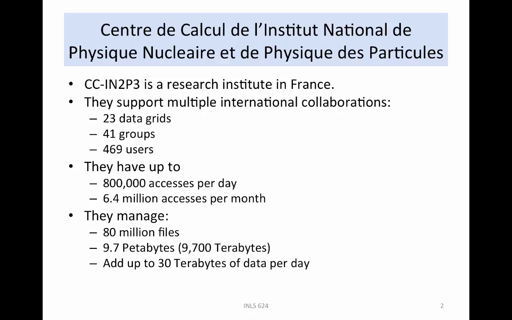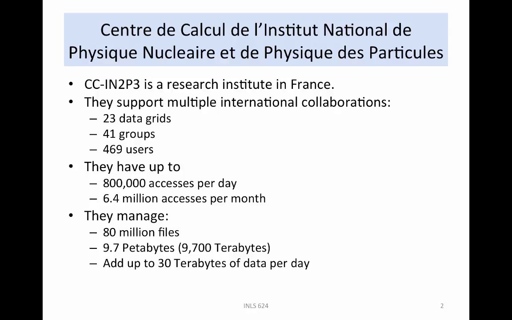User accounts are given to researchers who manage datasets for a community. Much of the data are publicly accessible. Thus, the number of user accounts is relatively small, 469 users, organized in 41 user groups. The user demand on the data grids is massive, with up to 800,000 accesses per day. The sustained load is over 6.4 million accesses per month.